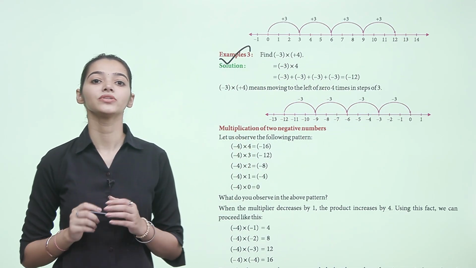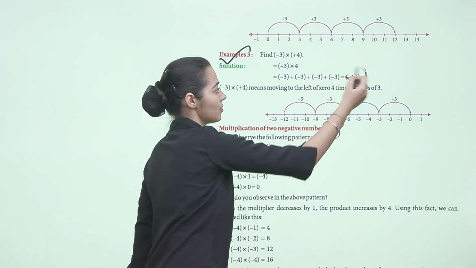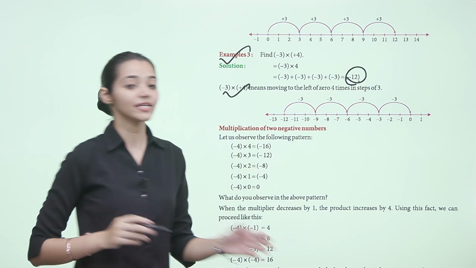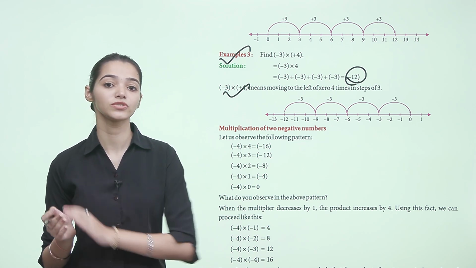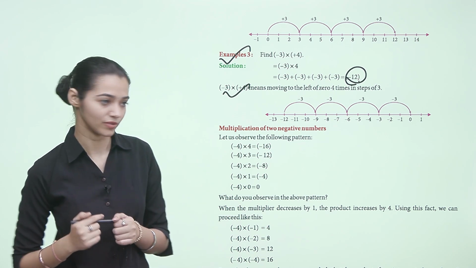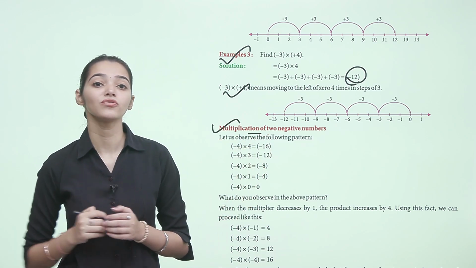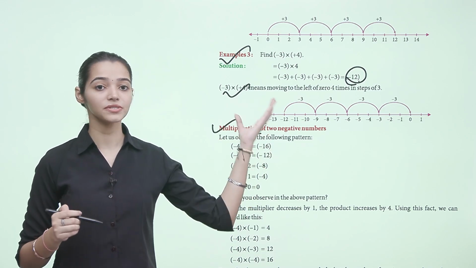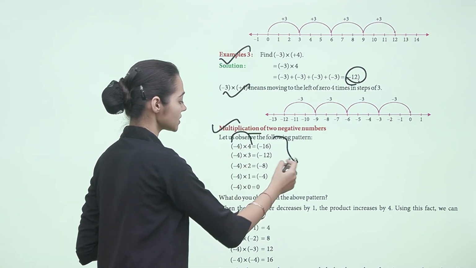Now in example number 3, we have to find minus 3 into 4, that is minus 12. Minus 3 into plus 4 means we are moving to the left of 0, 4 times in steps of 3. Now here we look at the multiplication of two negative integers. Now observe this pattern here. When we are multiplying with a negative sign, the answer is always negative.